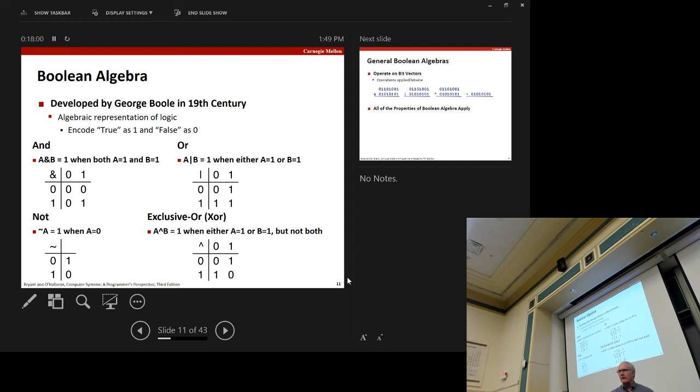So if both are false or 0, then you get a 0. And same with negation, you just flip true and false. And there's one called exclusive OR that we distinguish between inclusive and exclusive. We say exclusive OR means one or the other is true, but not both.